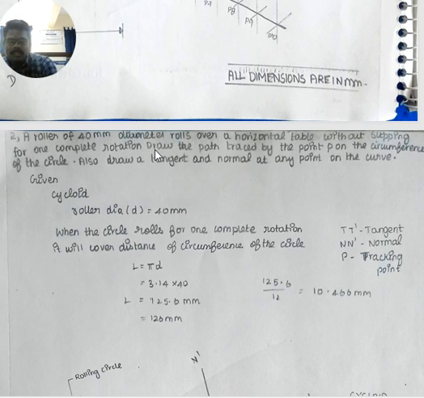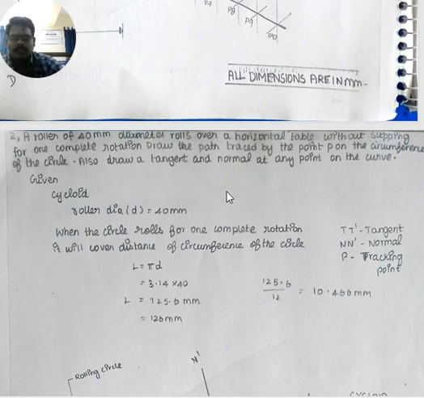If there is a statement like this, where a circular object or roller rolls along a straight line without slipping for one complete rotation, then you have to identify that this is a cycloid problem. We have to trace a point on the circumference of the circle for one complete rotation. If you trace that, you will get a curve. That curve is called a cycloidal curve. That is what they are asking.